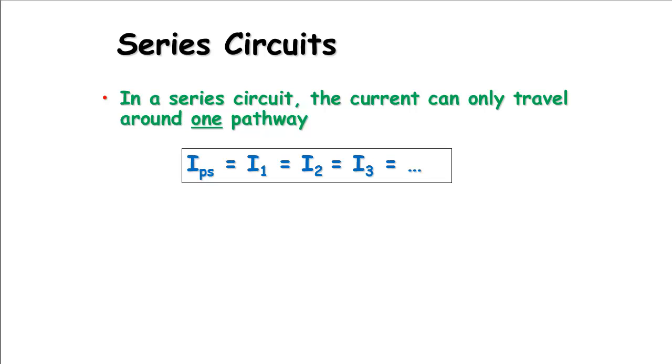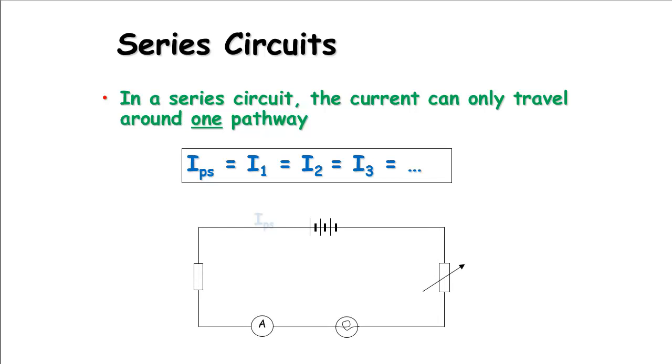So I_PS there, the subscript is for power supply. If we look at this diagram, you've got your current from the power supply, conventional current from the positive to the negative terminal, which will then pass around, so the same current I1, same current as I2, same current as I3, and in this case you continue on to I4.